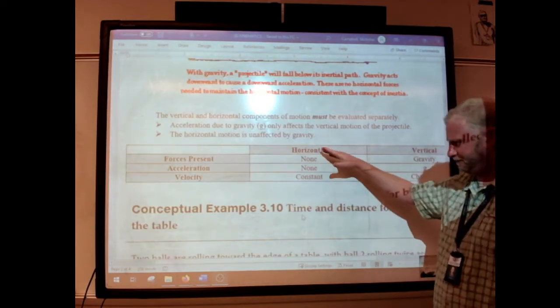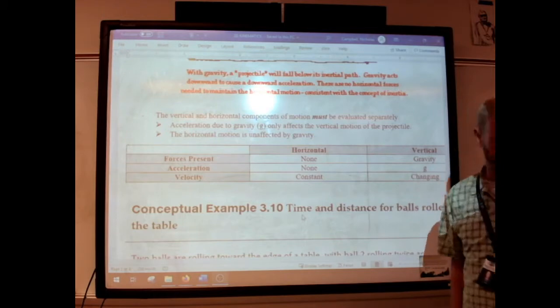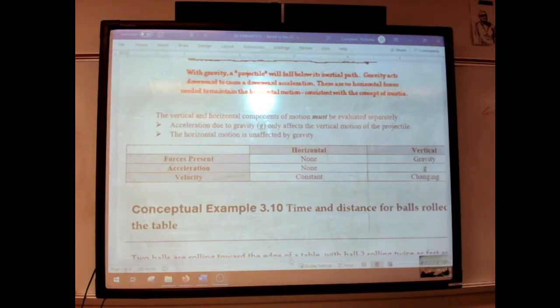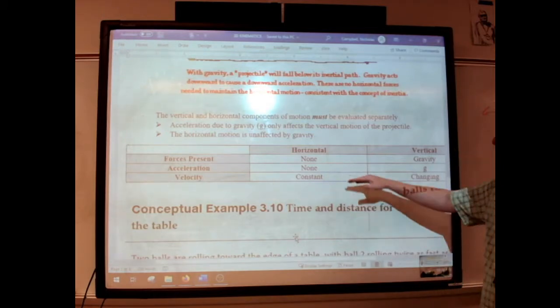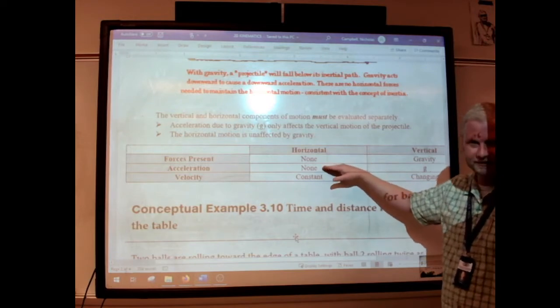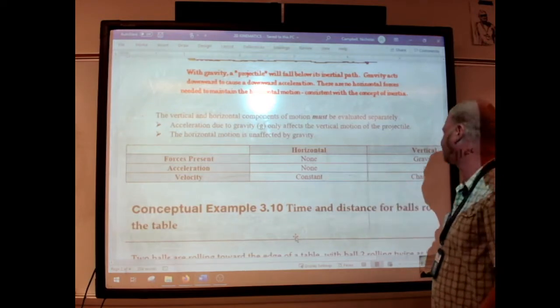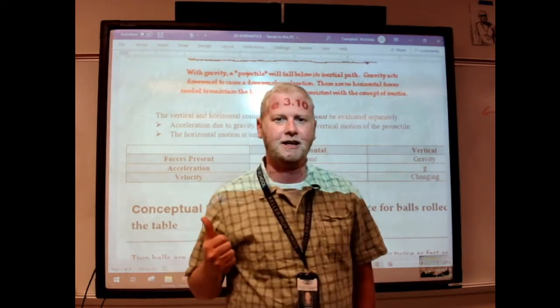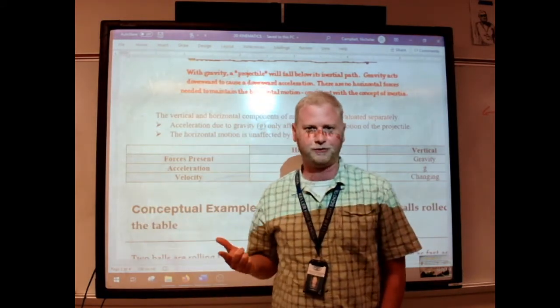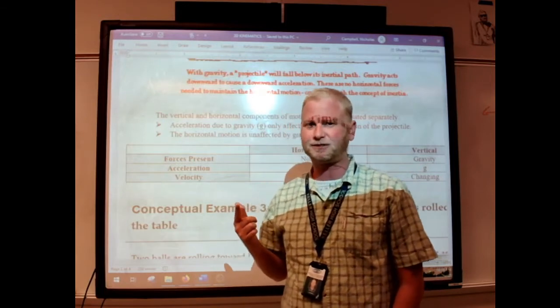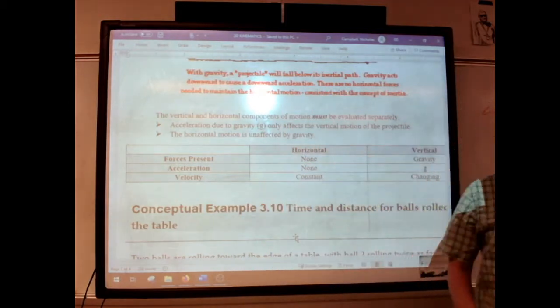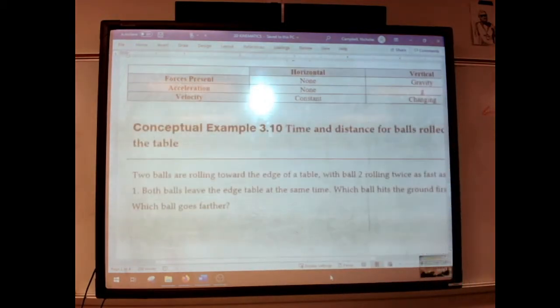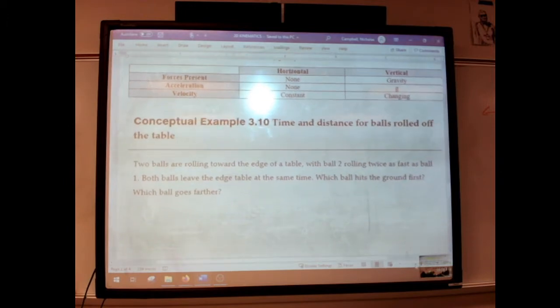Well, first off, let's go through what's happening in the horizontal and the vertical. In the horizontal, you've got no forces present, therefore no acceleration, therefore your velocity is constant. Whereas in your vertical, you do have a force present, you've got gravity. You've got an acceleration due to the force of gravity, and so you have a speed that will be changing. So let's take a look at a concept question together before we get into the math.